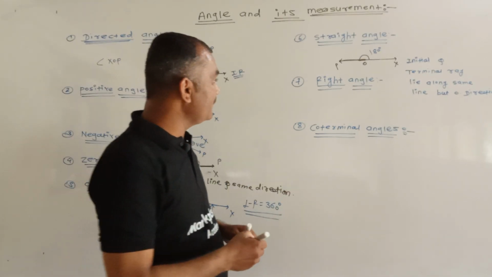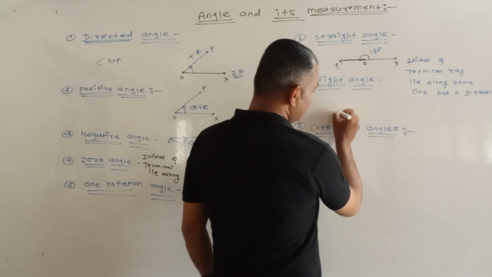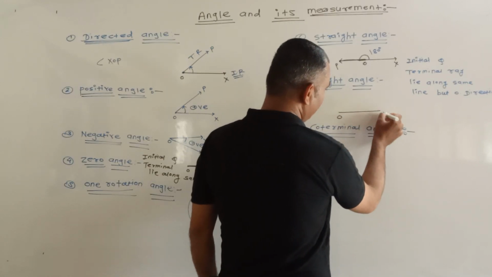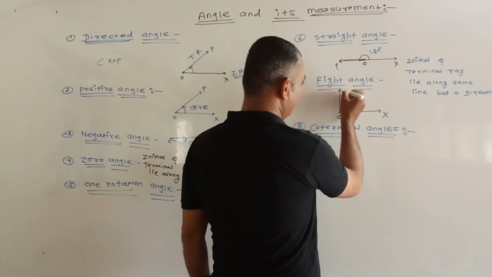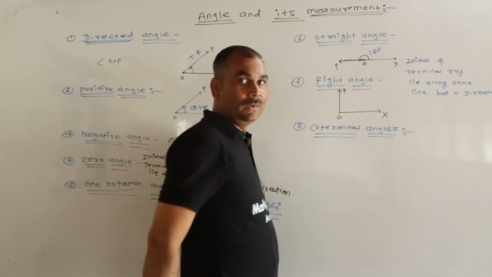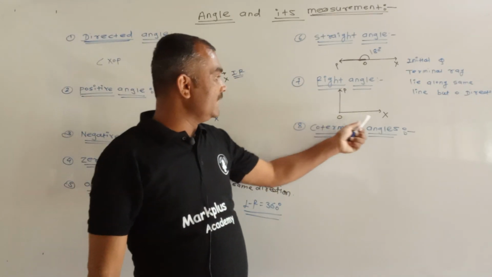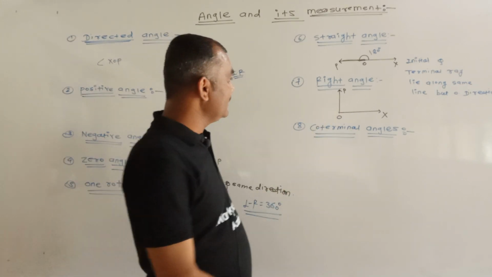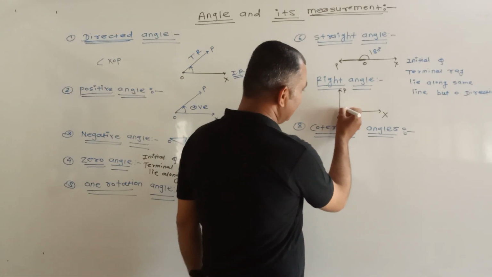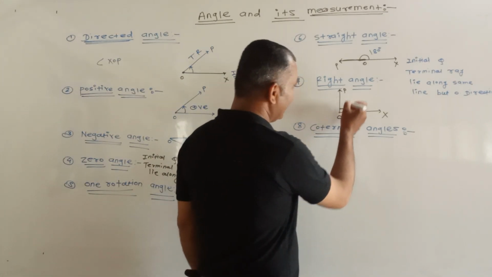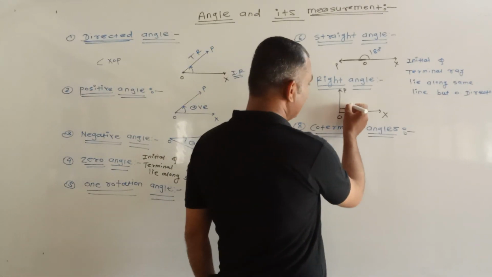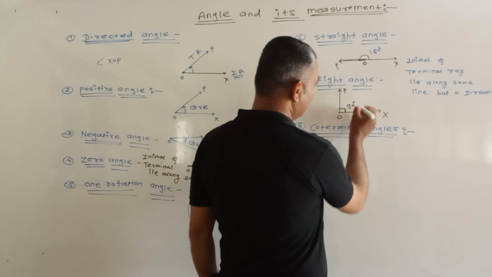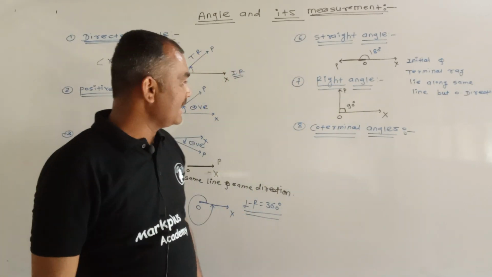Then the next definition is right angle. So what is a right angle, friends? Suppose this is your initial ray OX and this is your terminal ray OP. Then the angle between the initial ray and the terminal ray is 90 degrees. Then this angle is called a right angle, and the value of a right angle is 90 degrees. This is the definition of right angle.